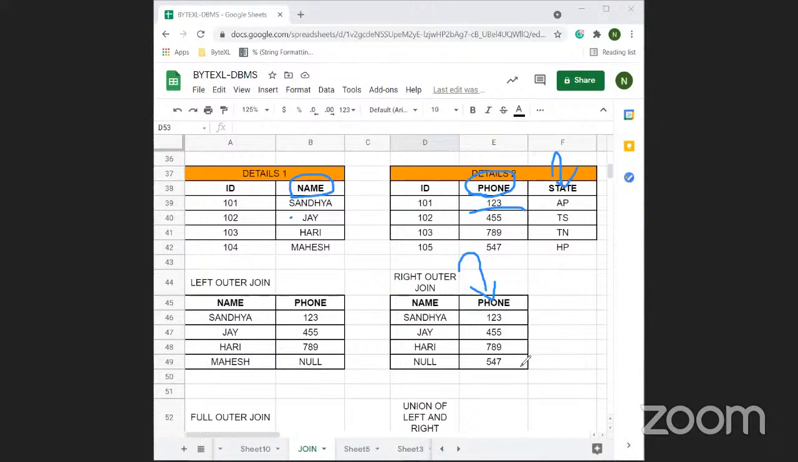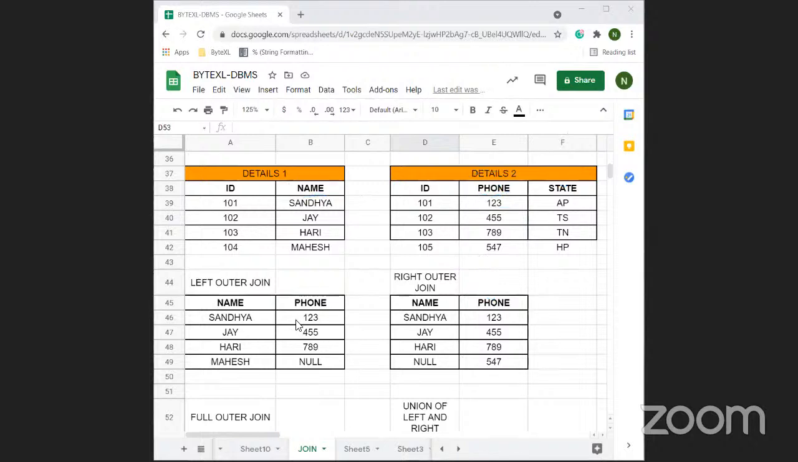Why? Just to tell you with clarity that we have a choice to select what columns you want, how many columns you want, from which table. The control is completely in our hand. That is the reason the states are not visible in the output. So if anybody has that kind of doubt, it should be clear.